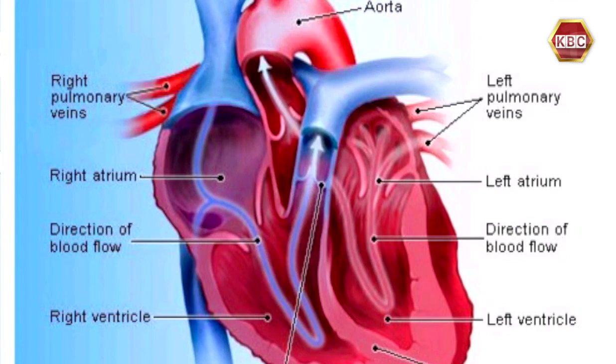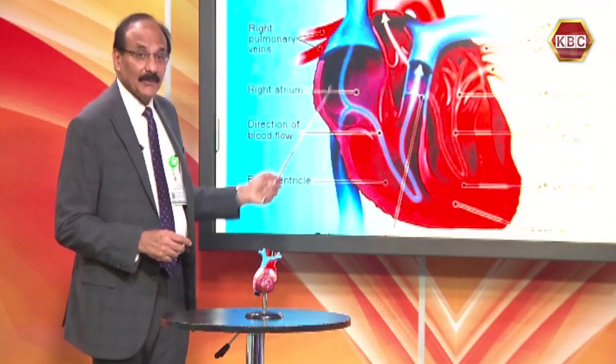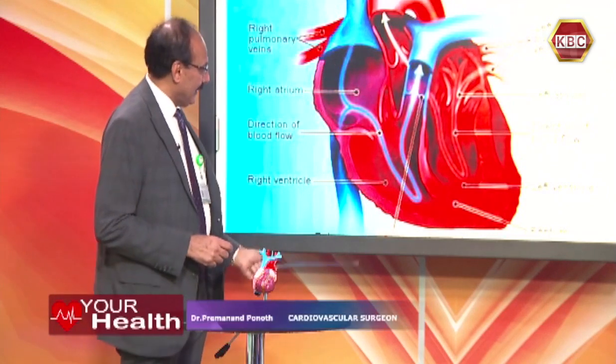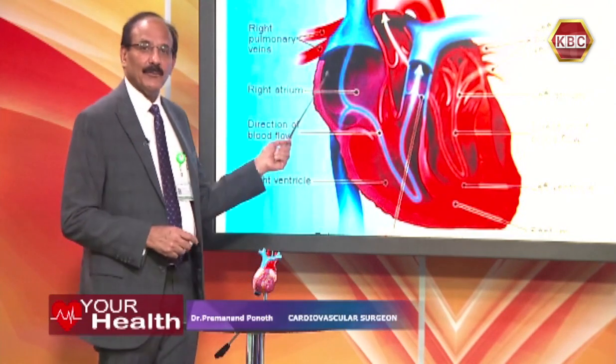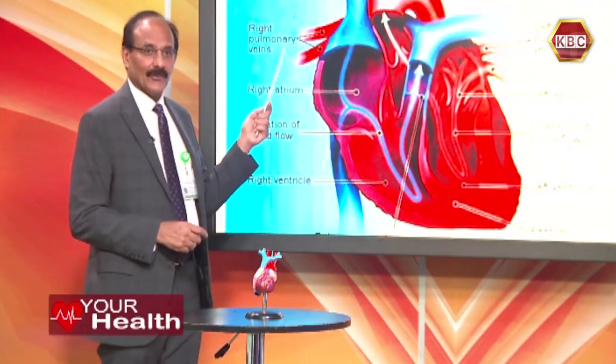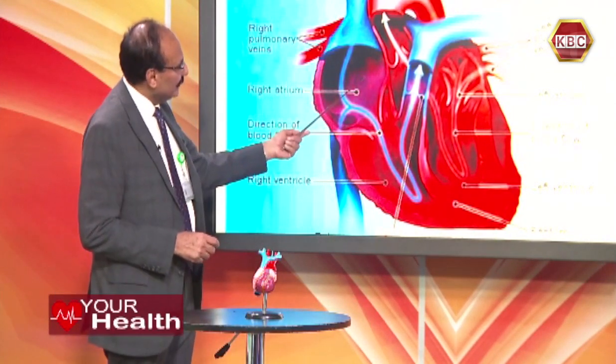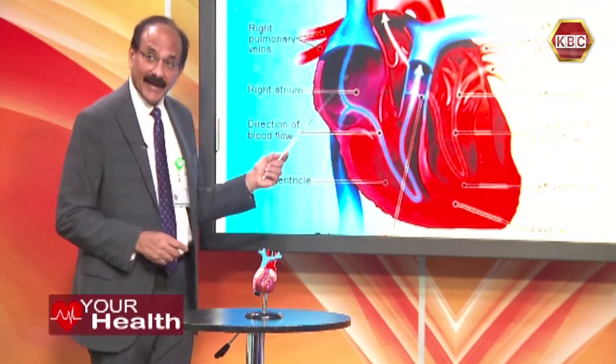So what happens is that if you look at the function wise, all the blood from the body, impure blood, comes to the right side. So this is called the superior vena cava, which drains all the impure blood from the upper part of the body. And there is one called here, the inferior vena cava, which brings all the impure blood from the lower portion of the body. So it comes into the right upper chamber, which is called the right atrium.